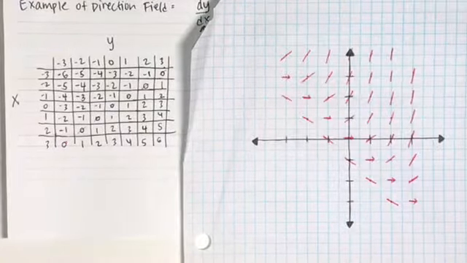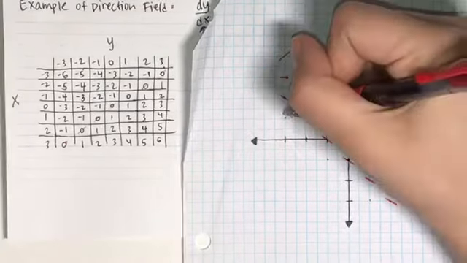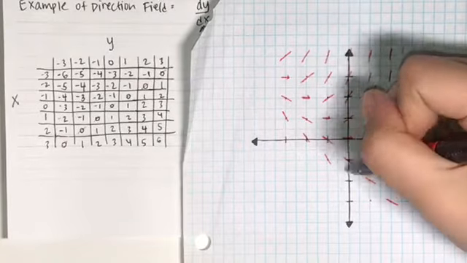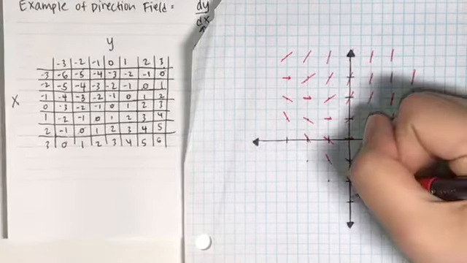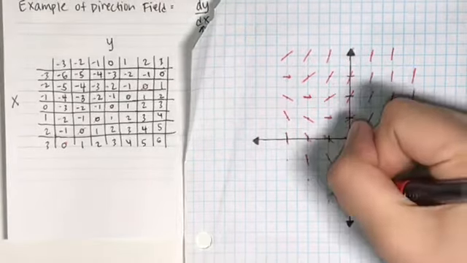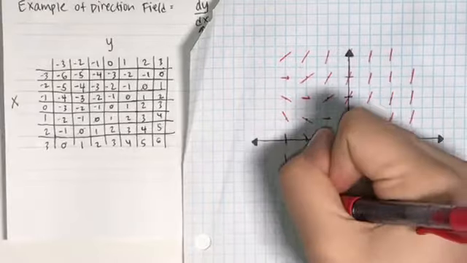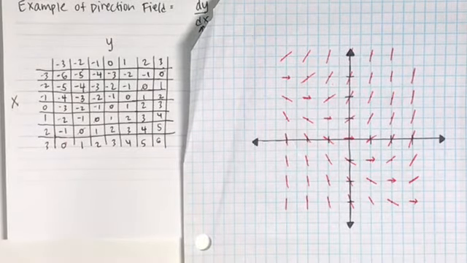The pattern that we saw on the top of the graph continues as you go down as well. The slopes of the arrows are becoming more and more negative, which means they're getting steeper. So you can just fill in the rest of the direction field without even looking at the chart. Our direction field is now complete.